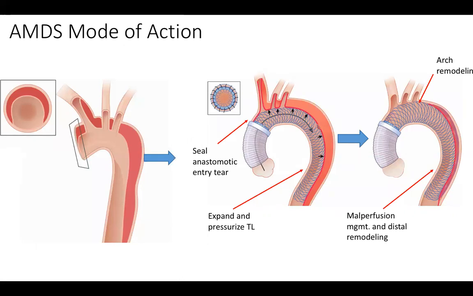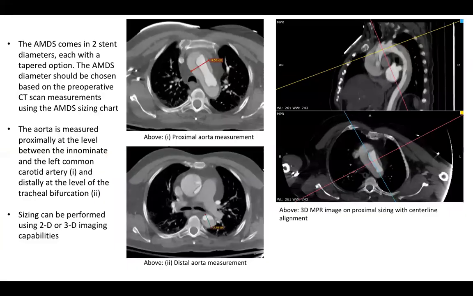And this is the principle here. So you really seal this anastomotic entry tear here, and there's no way blood can get into that false lumen, and it completely depressurizes it, and over time it disappears. And that's what I mean by positive aortic remodeling. That false lumen disappears, and on CT scan down the road, you almost see a normal aorta with no false lumen and all true lumen.